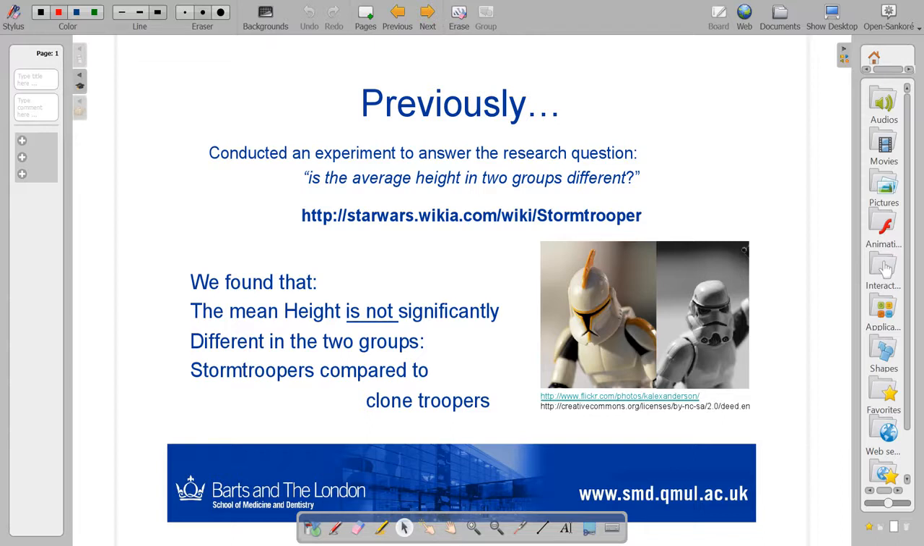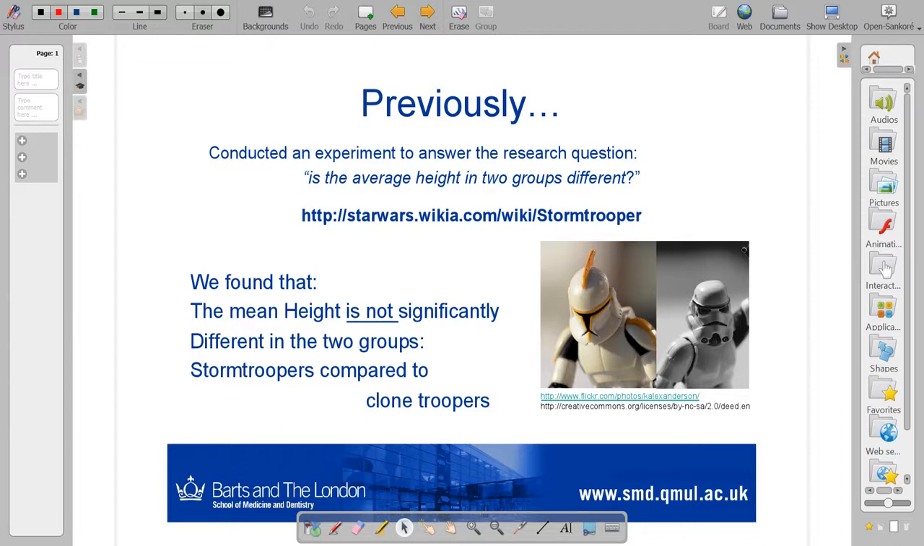And so last week we looked at this whole concept of hypothesis testing, with the null hypothesis that there is no difference between two groups. And the two groups that we looked at were, in this example, stormtroopers and clone troopers from the Star Wars episodes. And the thing that we were measuring was height. So we had this null hypothesis that there was no height difference between two groups.